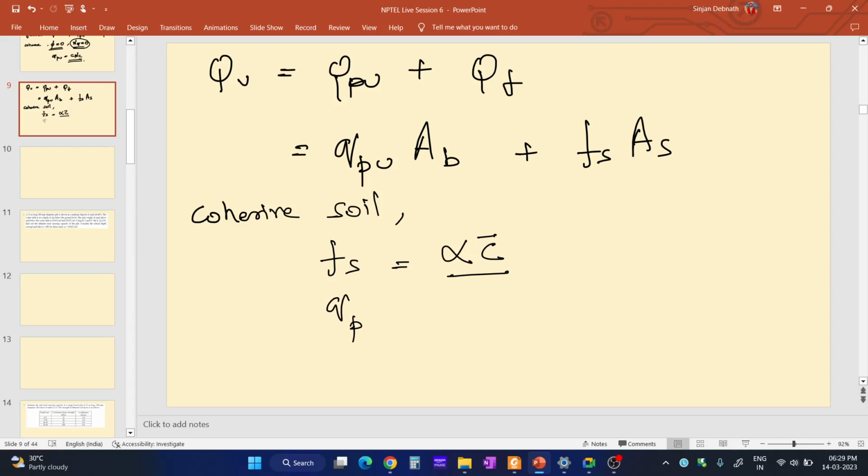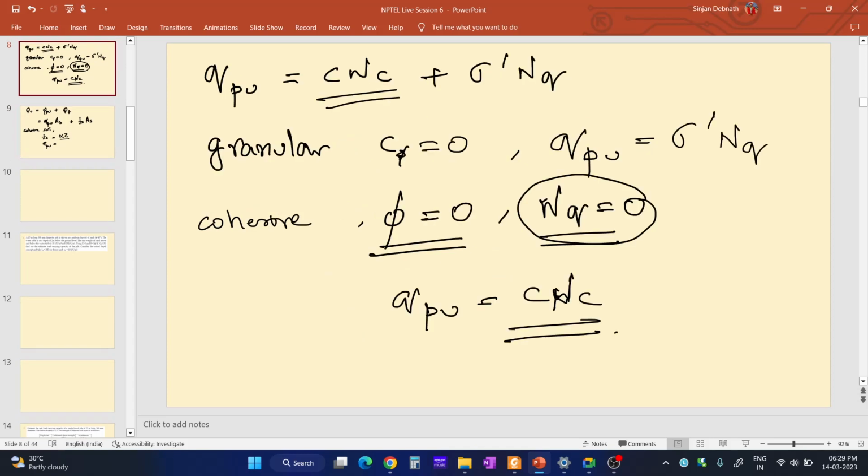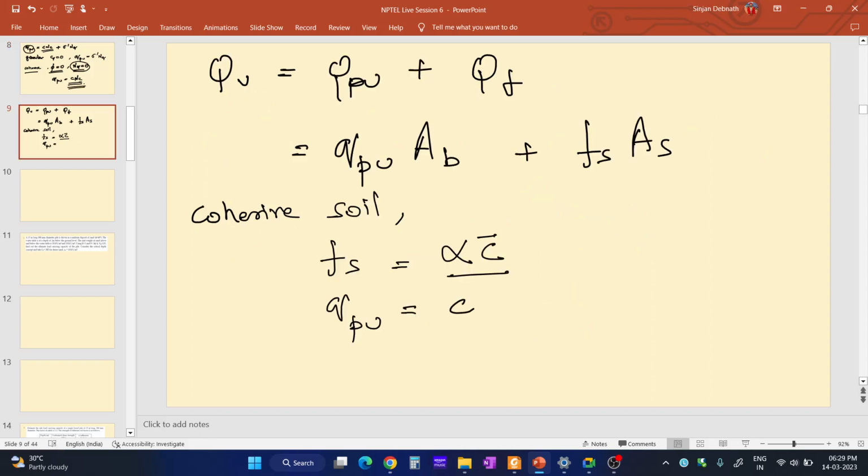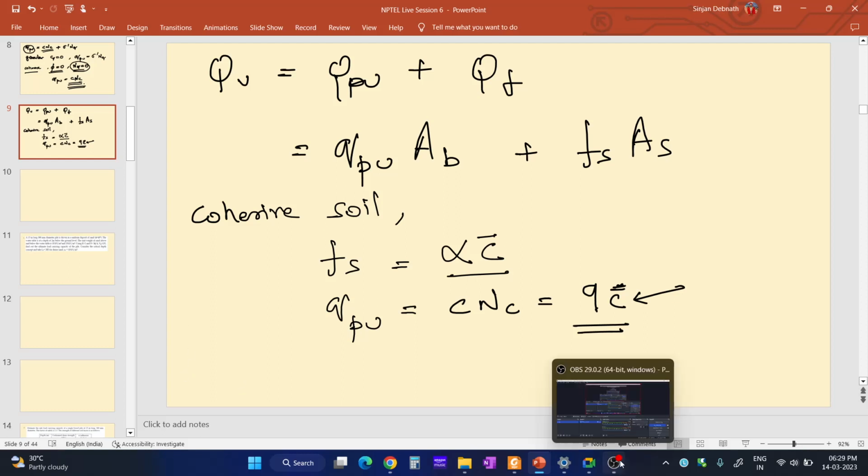And qpu, that is the unit end bearing resistance. What is that? For cohesive soil, unit end bearing resistance is C Nc, and Nc is considered to be 9 in this case. So it is 9C, and this C is the cohesion of the soil at the base, underneath the base of the pile, underneath the pile tip.